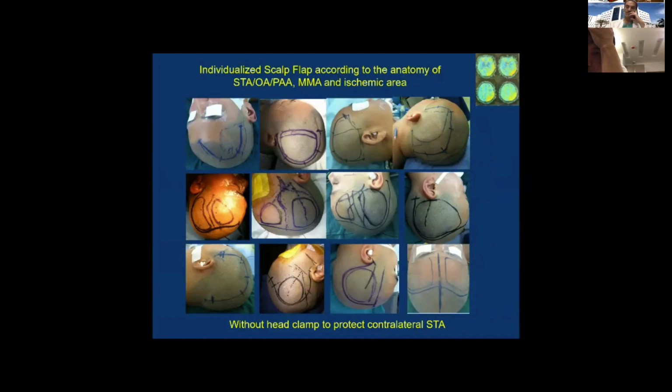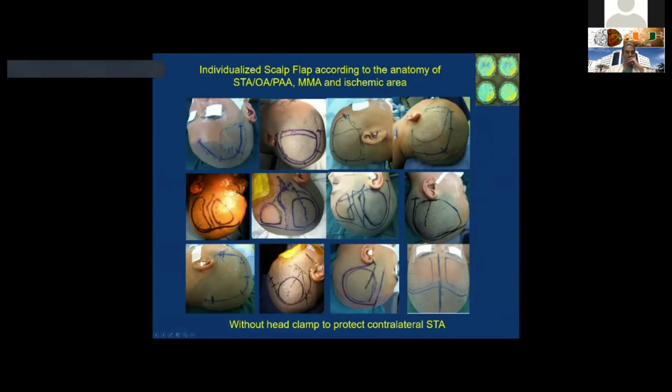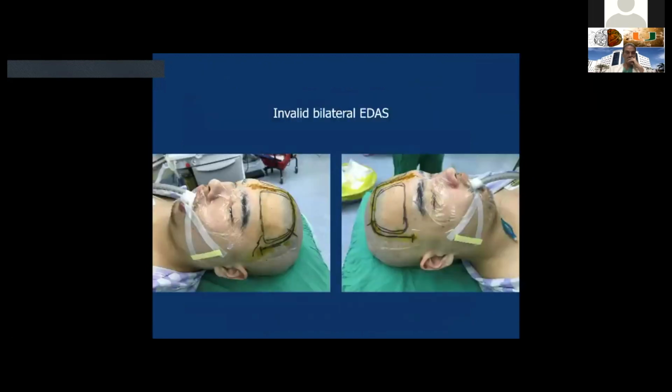So this is a scalp flap designed according to the anatomy of the STA, occipital artery, or post-auricular artery, and the middle meningeal artery and the ischemic area. I never use a head clamp, to protect the contralateral STA. Sometimes we also have some invalid EDAS cases from other hospitals.